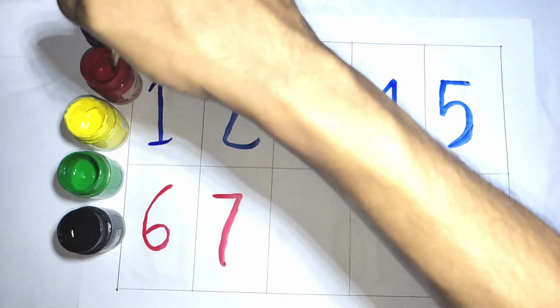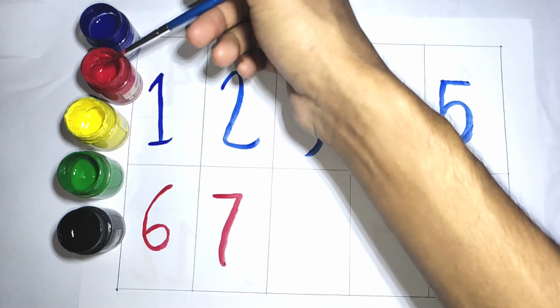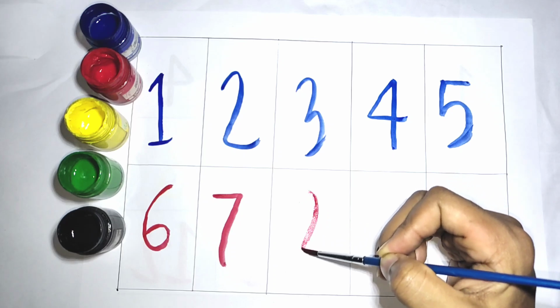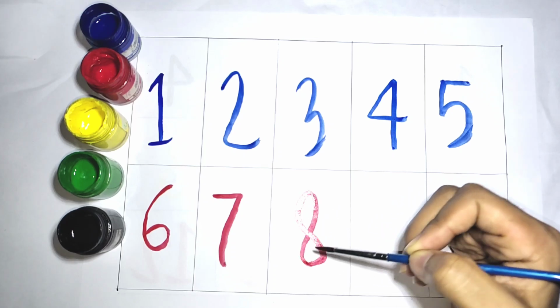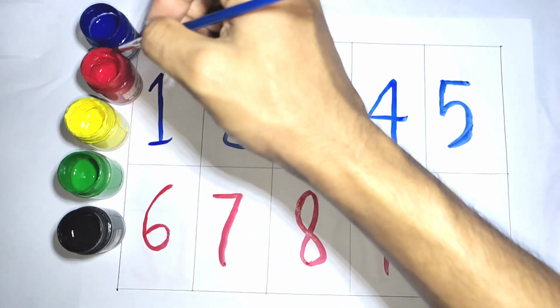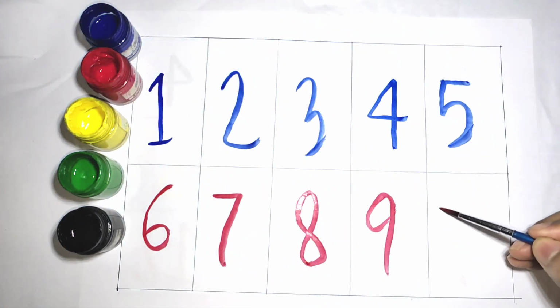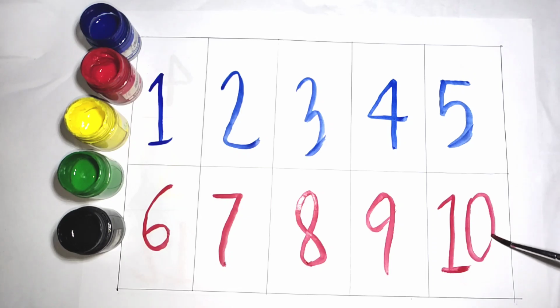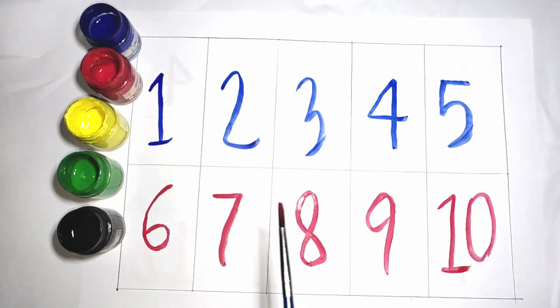We again use red color and now we draw the number of 8. The next one is 9. NINE 9. Now we draw 10. TEN 10.